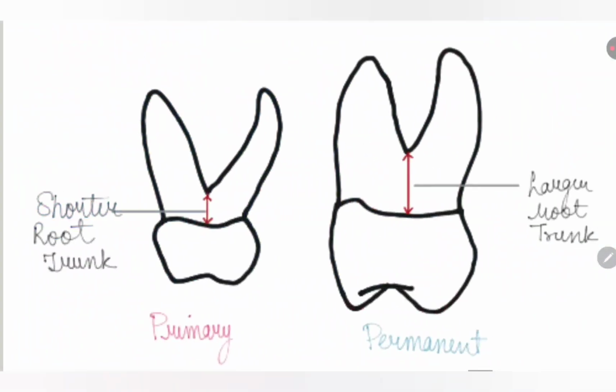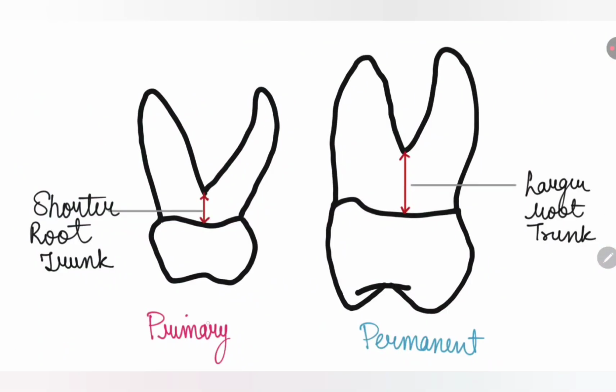Let's see it in a diagrammatic representation. So this is a primary tooth and this is a permanent tooth. This is the furcation area.